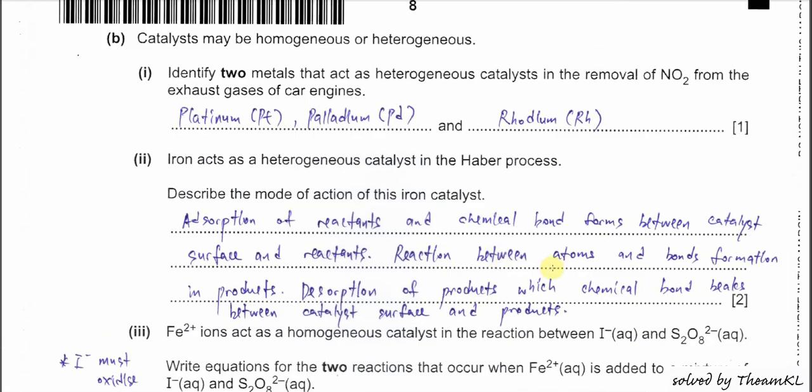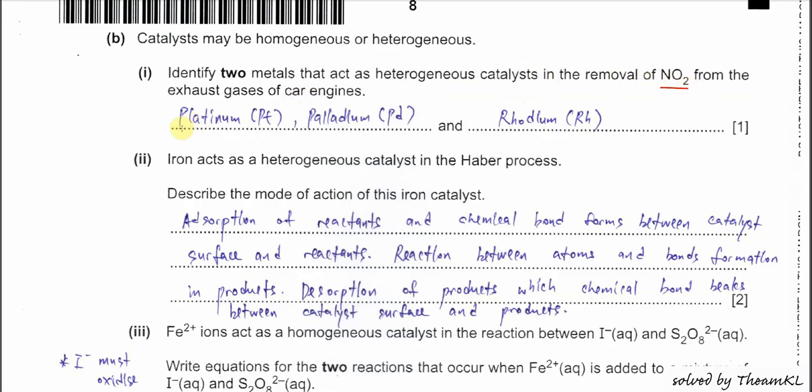Part B. Catalysts may be homogeneous or heterogeneous. Part 1. Identify two metals that act as a heterogeneous catalyst in the removal of nitrogen dioxide from the exhaust gas of car engines. So there are three metals.